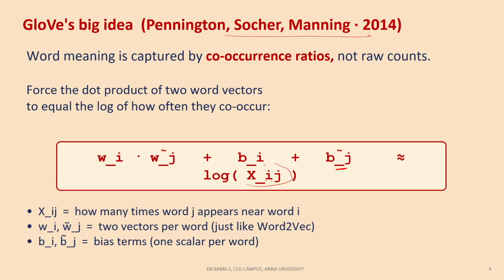For example, if we say "the cat sat" and take these two words, this can be wi and this can be the context wj. So for wi the word is cat, the context word is sat, and for each of them we have the bias, again a neural networks term.